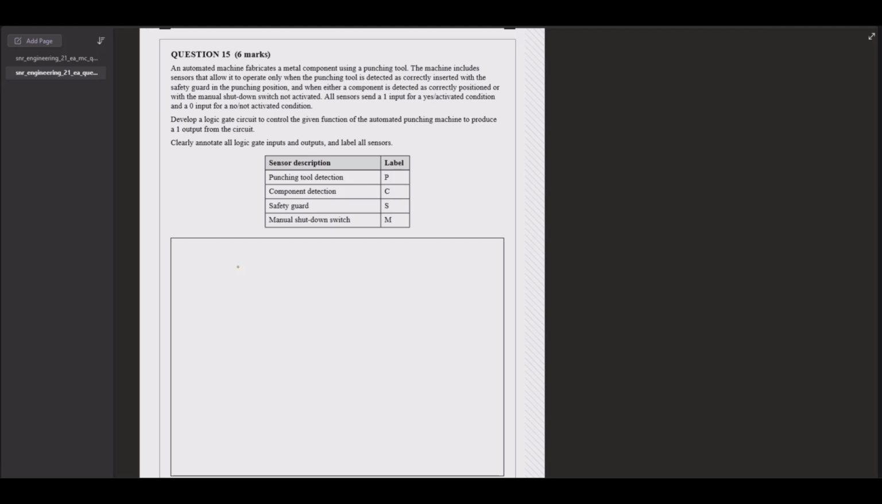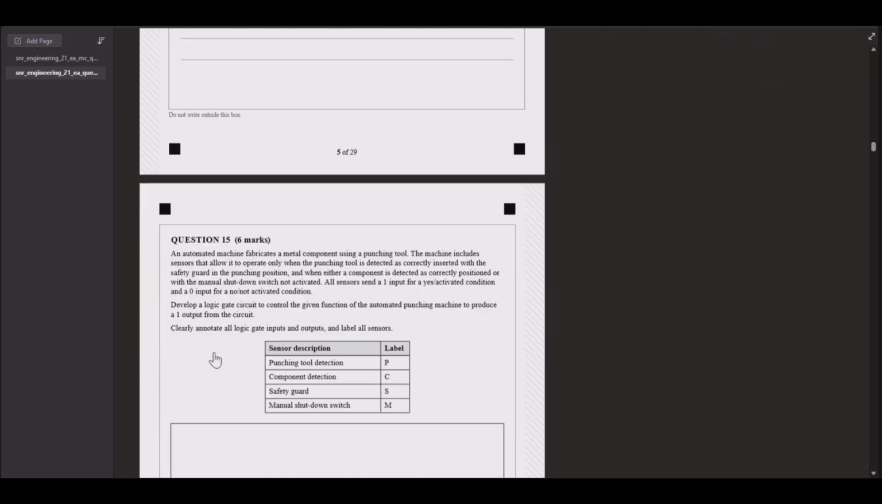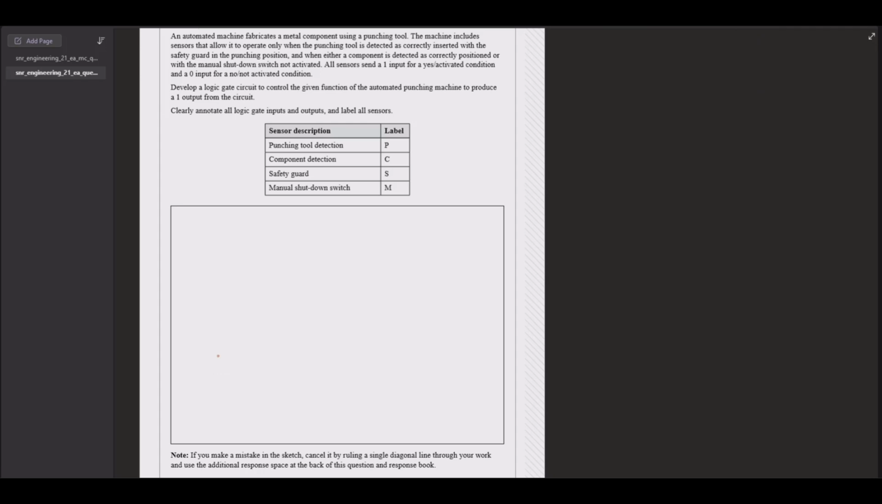So that would mean that the safety guard, if the safety guard is on, does that mean it's in the punching position? No, okay, so if it's positioned in the punching position, it's going to be off. Manual shutdown switch, it's on if it's activated. Component detection, so that's fairly simple. Punching tool detection activated, alright. So this, I don't think this was the one that I was remembering. There is a much worsely worded one of these that we will come across probably the next video.